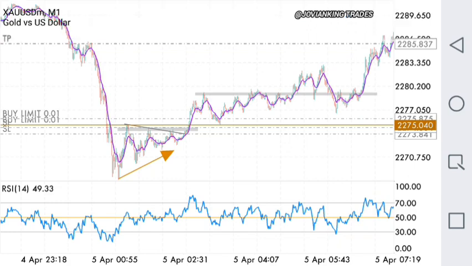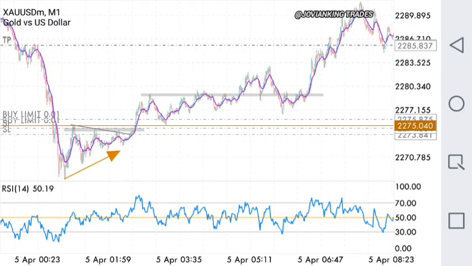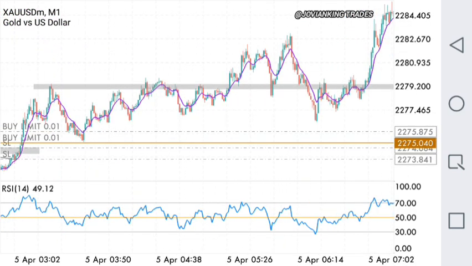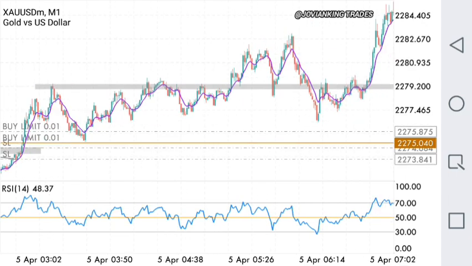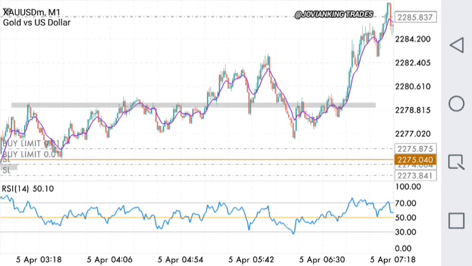Marking this resistance that the market created here, a break above this resistance, you can decide to add new positions, which is what we did here. You can decide to add a new position, but the market came back to invalidate that level. But as much as the market came back to invalidate that level, these profits that are running here will still be running.